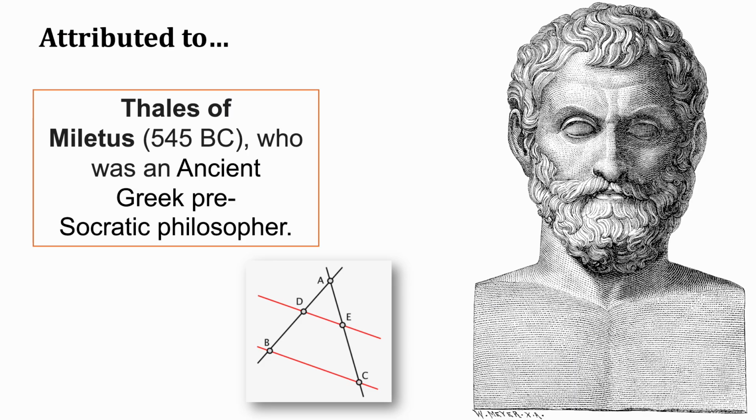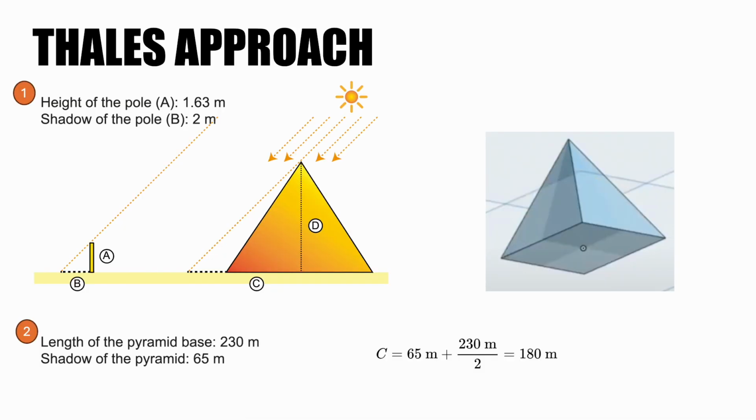The theorem is attributed to Thales of Miletus, who was a Greek philosopher, a pre-Socratic philosopher. So how was the height of the pyramid calculated? The first thing was Thales placed the pole and measured the shadow of the pole. This is indicated here.